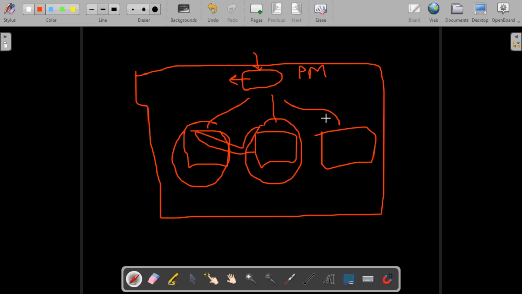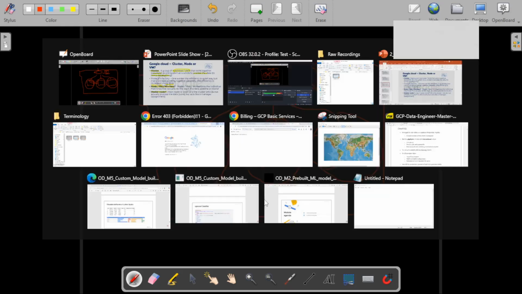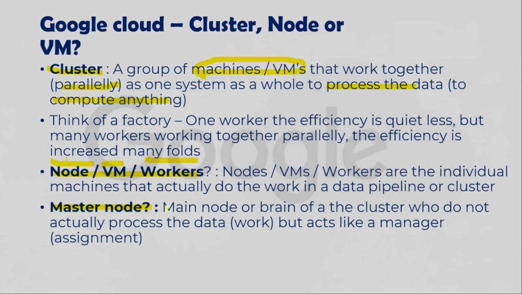These are the people who do the actual task, but the master node is like a boss who organizes and manages all the data processing that is done by the workers. He manages all the things. That's the reason he is just like a boss. So you can call the master node the main node or brain of the cluster, who does not actually process the data but acts like a manager, because he assigns the task, divides the task, and distributes the task, and he will make sure he has the information about the task in the form of metadata.